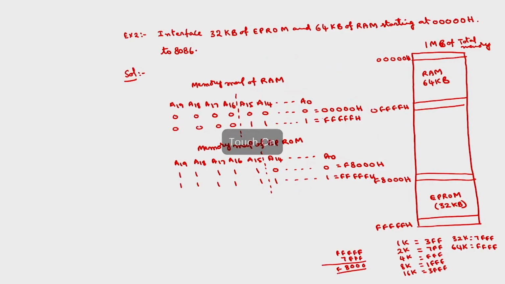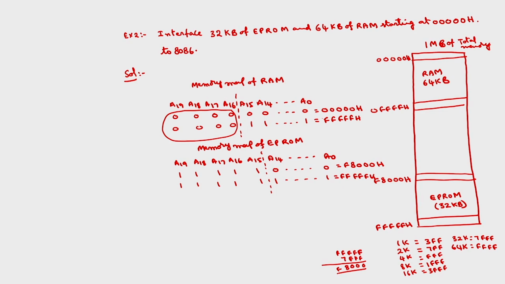Here you can use the decoder, or I will use the other concept directly by using the gates. Because here RAM and ROM have different memory sizes. RAM size is 64 kilobytes, EPROM size is 32 kilobytes. So here you can observe that, in case of random access memory, this A16 to A19 will always be zeros.